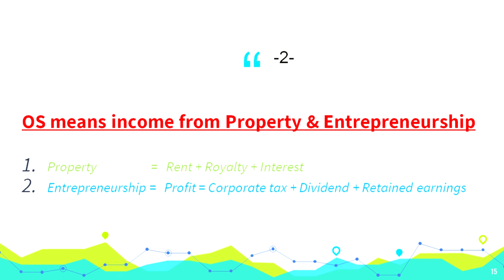Now the third one is interest. Interest is the amount received for lending funds for production purposes. Any person lending money or capital for production purposes to others will get interest on the amount that he has lent. This is also considered as property. So property is equal to rent plus royalty plus interest.